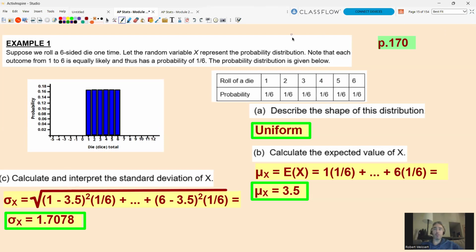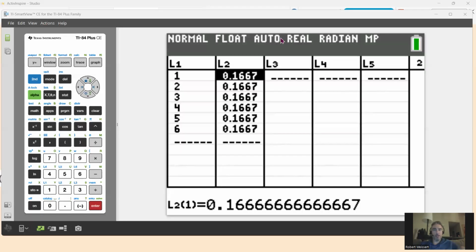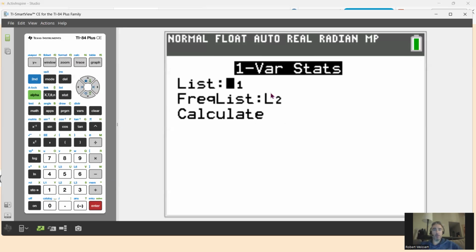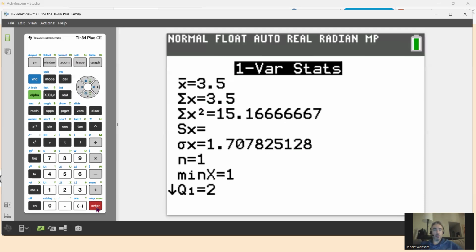Now, remember, you can use your calculator stat menu to get this value as well. Simply put the data in L1 and L2, go to stat, calc, one variable stats, make sure your frequency list says L2, second 2 will get you that number, and press enter a couple times and you'll have your mean 3.5 and your standard deviation 1.7078. Always recommend doing that even if you think you know how to do it by hand.